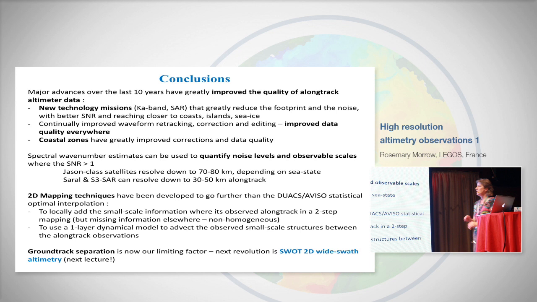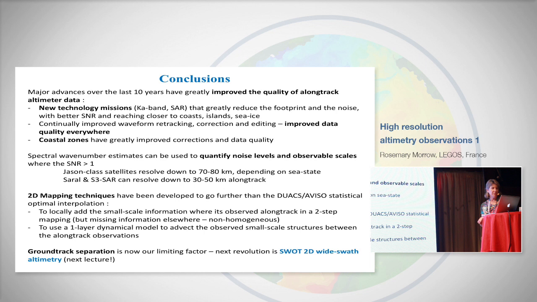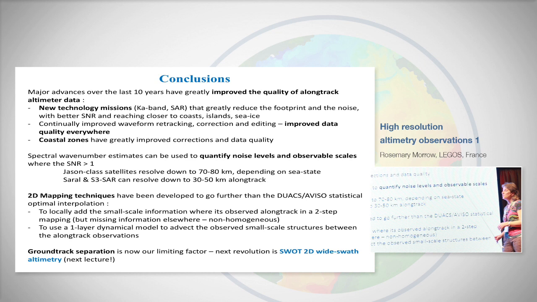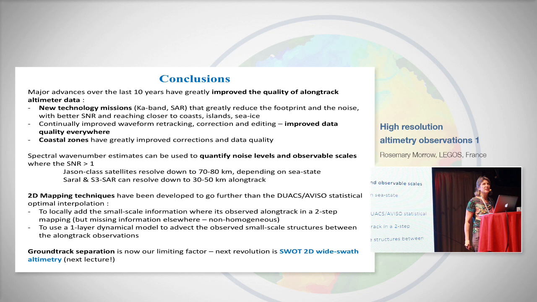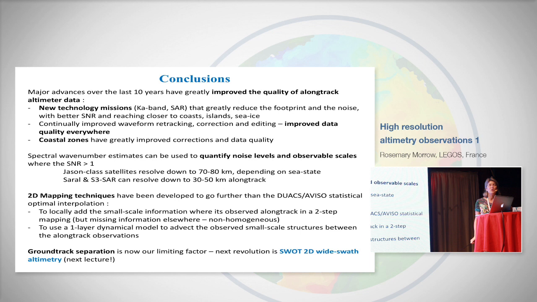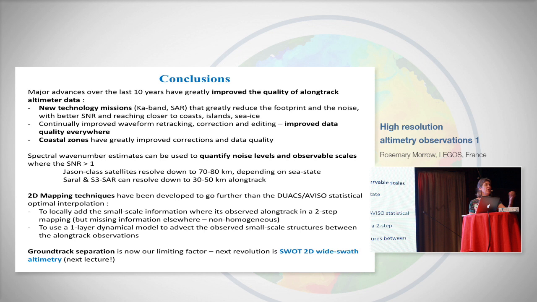Spectral estimates have been used to look at the geographical and seasonal changes in the noise level between these missions, which eventually could mean that regionally you could use a non-standard filtering to get more information in your regional area. And there's work going on to improve the two-dimensional mapping so that we can maintain more of the smaller scale structures in the gridded products, which are the products that most people use when they're using altimetry. Despite that, the ground track separation is still the biggest limiting factor of altimetry when we're trying to find small scales, be it in the coastal zone or offshore. And so that's part of the reason that developing the new SWOT technology, which I'll talk about tomorrow, is trying to get more global coverage of these small-scale structures.